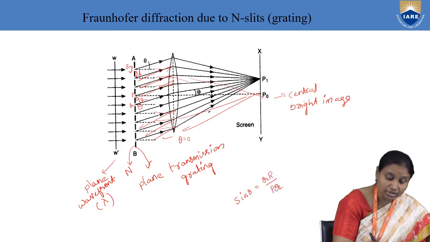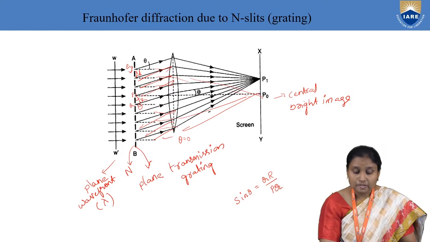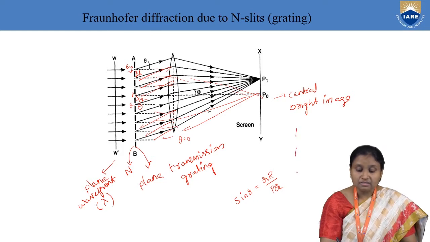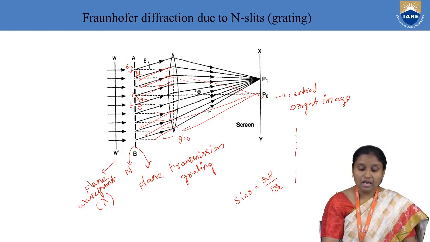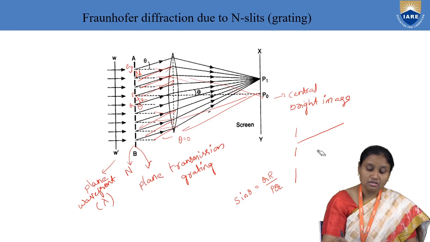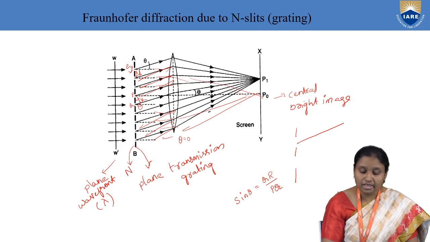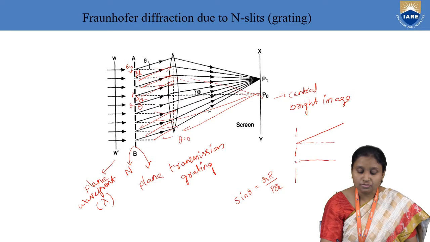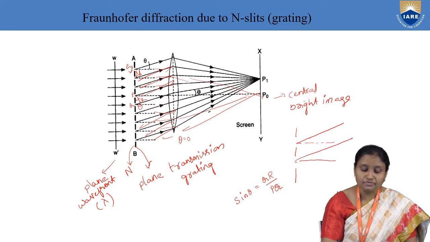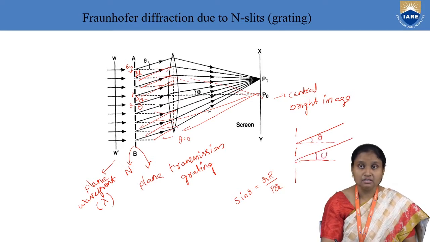What is PQ? PQ is a distance. See here, this is my slit and this is also my slit. I have one wave going in the direction theta, and another wave going in this direction theta with respect to the normal. If I consider the normal direction shown by the dotted line, this is also a normal direction shown by a dotted line. So I have two waves, and this angle is theta.